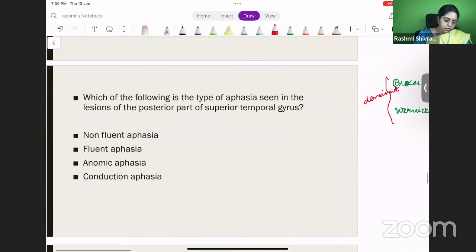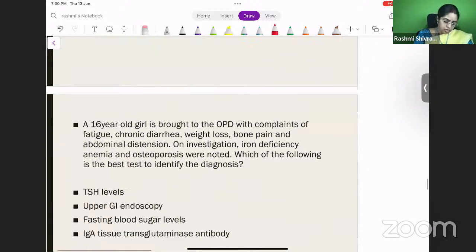So the patient is having a superior temporal gyrus lesion. So what does it mean? The patient is having a lesion in the Wernicke's area. So when the Wernicke's area is affected, what did I say? The patient will not be able to comprehend. He will not be able to repeat, but he'll be able to talk fluently. So he's having a fluent aphasia, but the patient is not able to comprehend or understand whatever you're saying. Right? Let's move on to the next question.